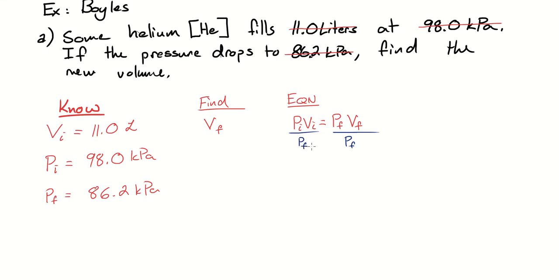Everybody cool? Okay, now what happens on this right side with this PF and PF? They're gone. So check it out. I now have Pi Vi divided by what? Where are your numbers? I'll plug them in here in just a second.